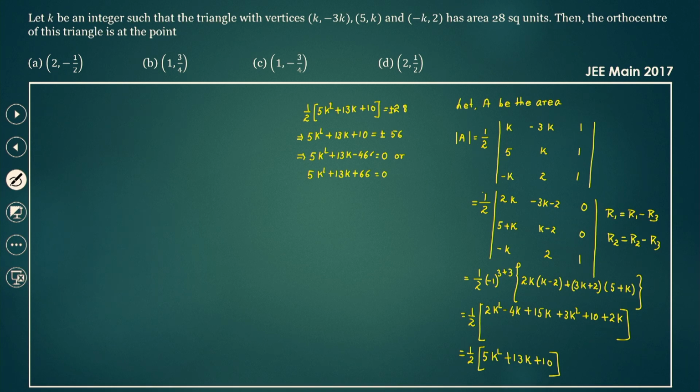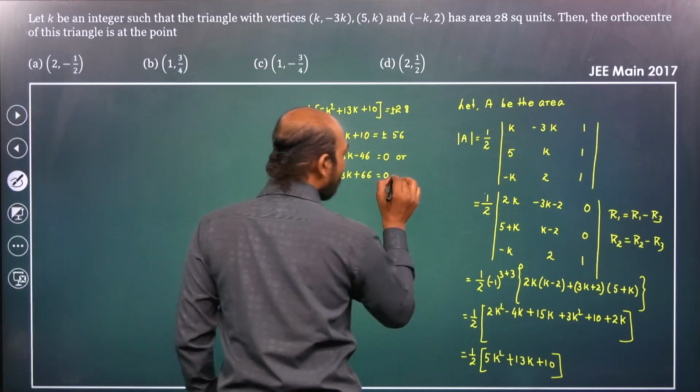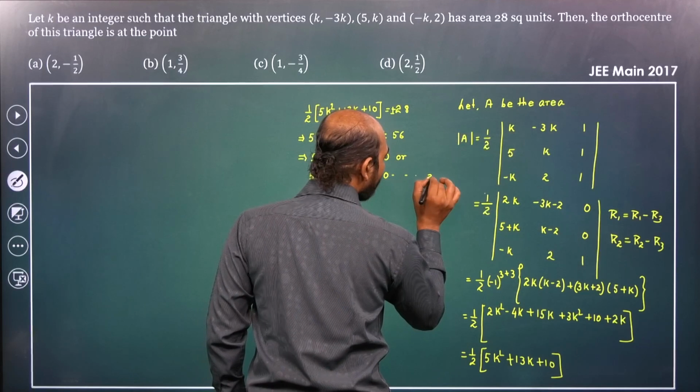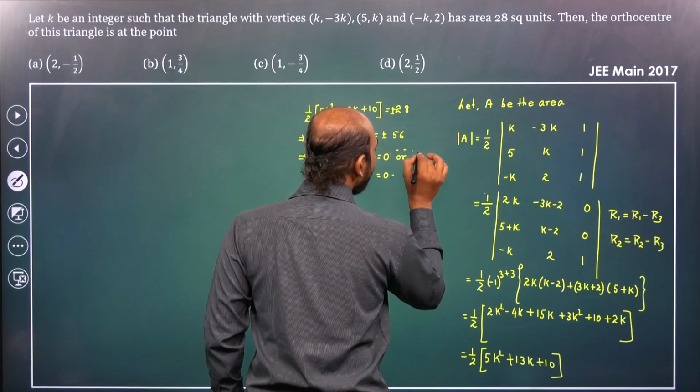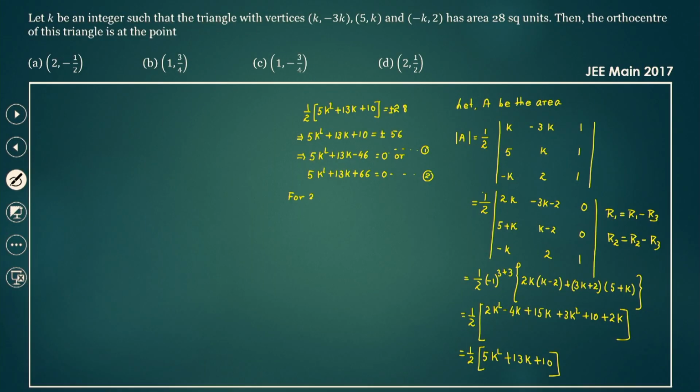Now it is obvious that for the second equation, the discriminant will definitely be less than 0. If I write that as equation number 2 and the first one as equation number 1, we'll say that for 2, the discriminant is less than 0. So no real k, so we just ignore that equation. Let's come back to the first equation.